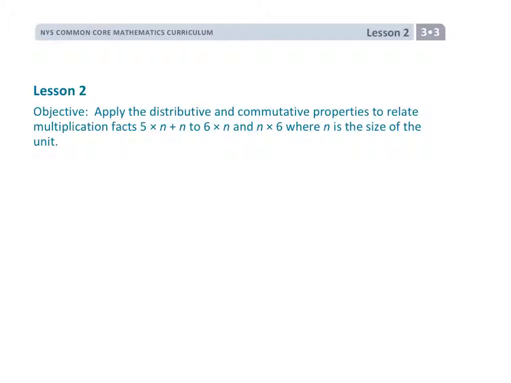So remember, commutative property is when you have, let's go ahead and go with this, 6 times 4 is the same as 4 times 6. Okay, that's the commutative property. It means it's commuting, the numbers are switching places, they're moving, but we get the same product.